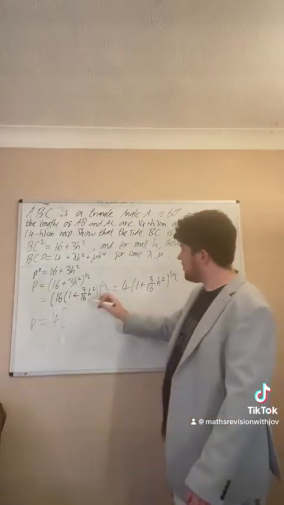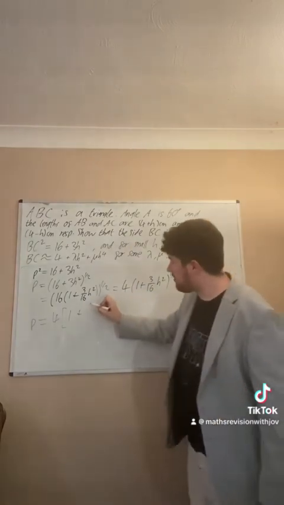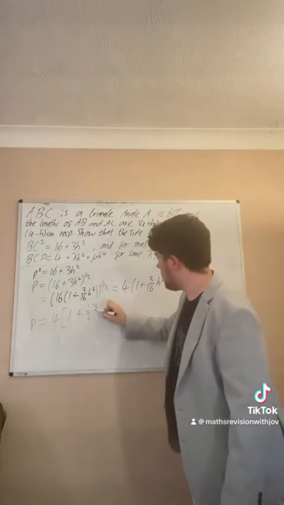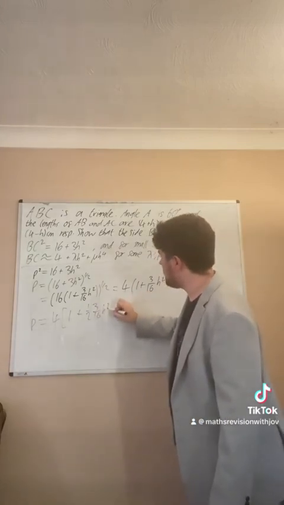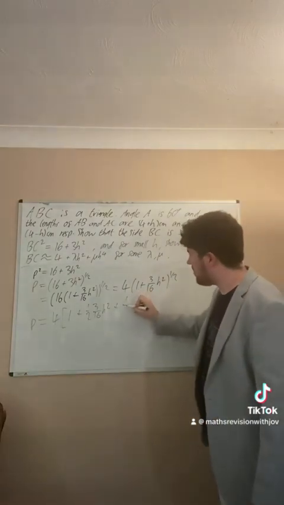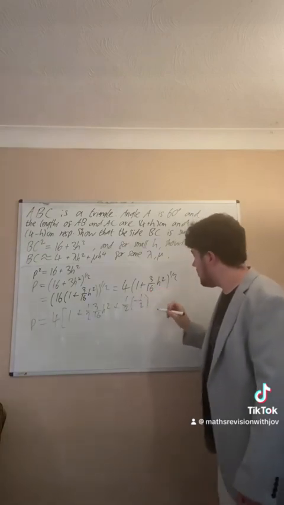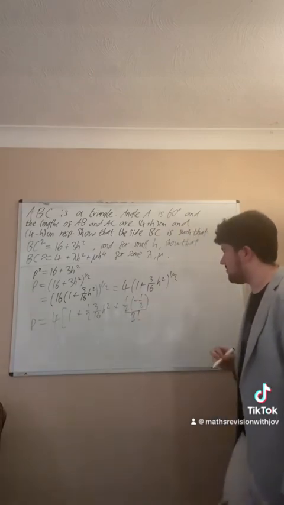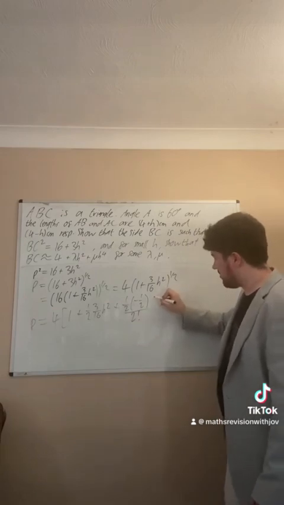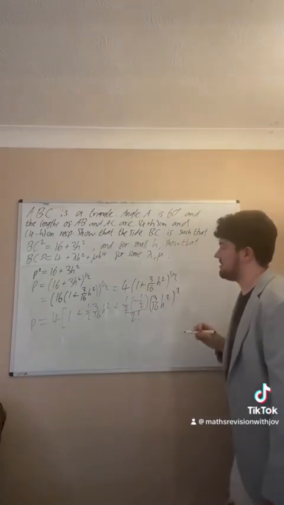So you get 1 plus the half, because it's the power, multiplied by 3 over 16 h squared, and then we can add the half again, multiplied by minus a half, divided by 2 factorial, which happens to be 2 in this case, multiplied by 3 over 16 h squared all squared.